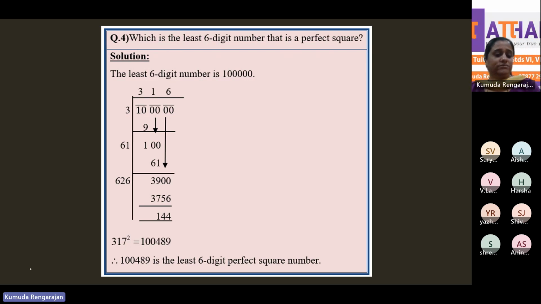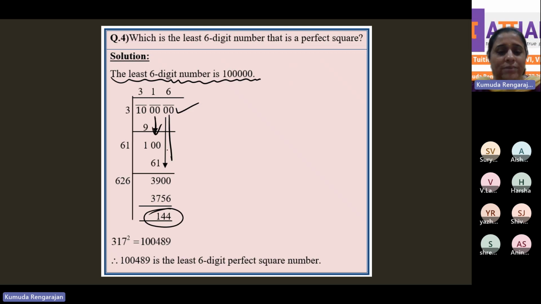So see here. We know that the smallest 6-digit number is 1 followed by 5 zeros. So perform the long division. This number is not a perfect square, so we will not get 0 as the remainder. You need to continue the division process till you bring down all the pairs. Once all the pairs come down, the division comes to an end, not with a 0 remainder. Here, the remainder is 144. We stop here because we have no more pairs to get down.